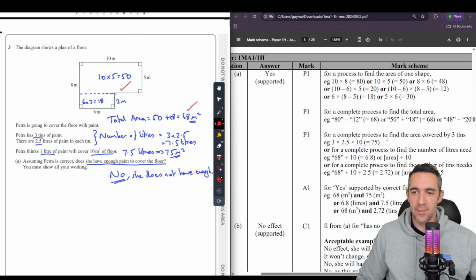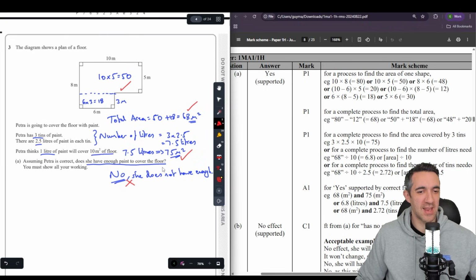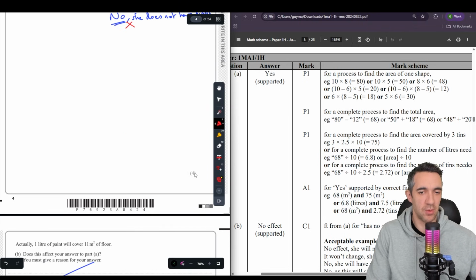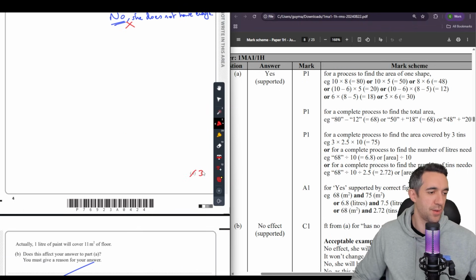Then I've got a complete process to find the area covered by 3 tins. So 3 times 2.5 times 10, 75. Yeah, I did that. Fantastic. And then A1, my final answer mark for yes. I wrote no. So therefore, that's where we lose our mark. Fantastic. Yeah, I get my 3 out of 4, just as we were hoping. So there we go. We've got another 3. That was a bit more of a chunk of marks that time.